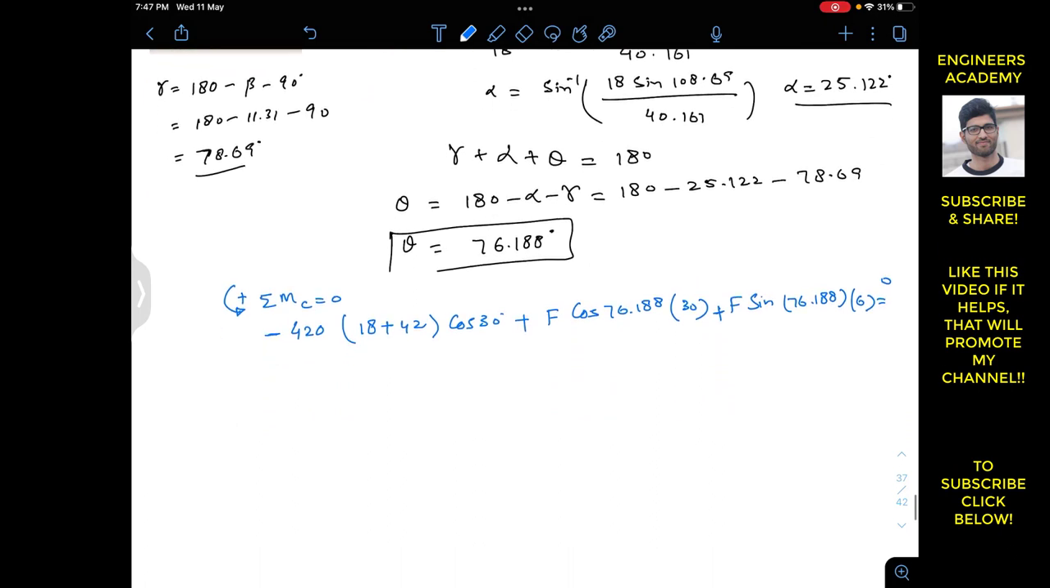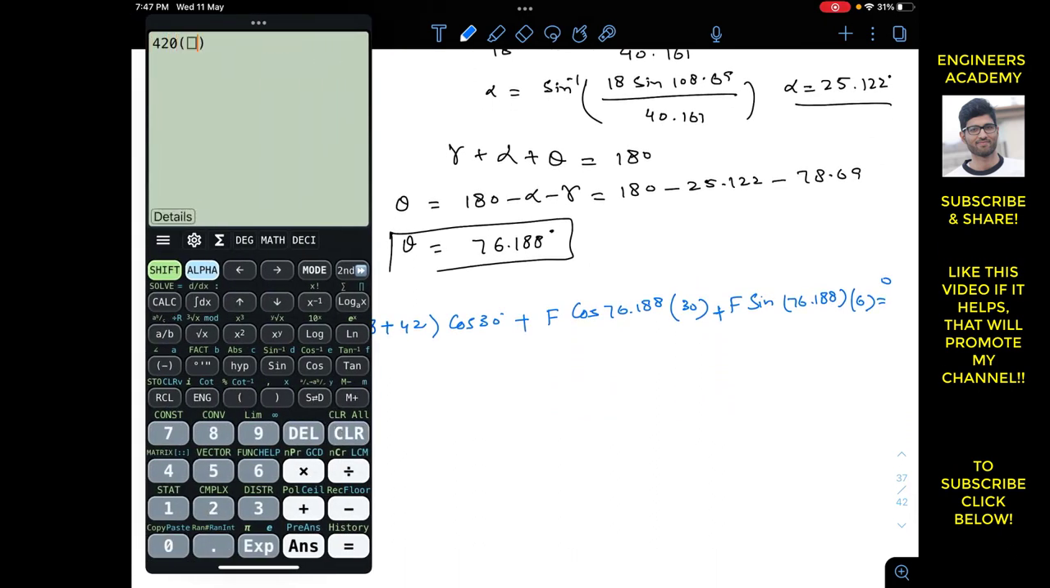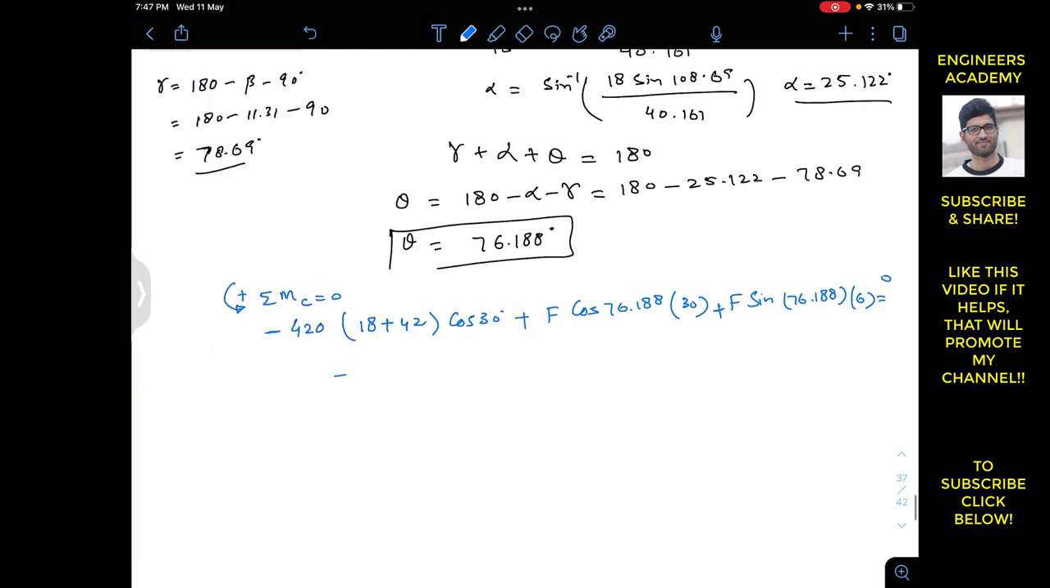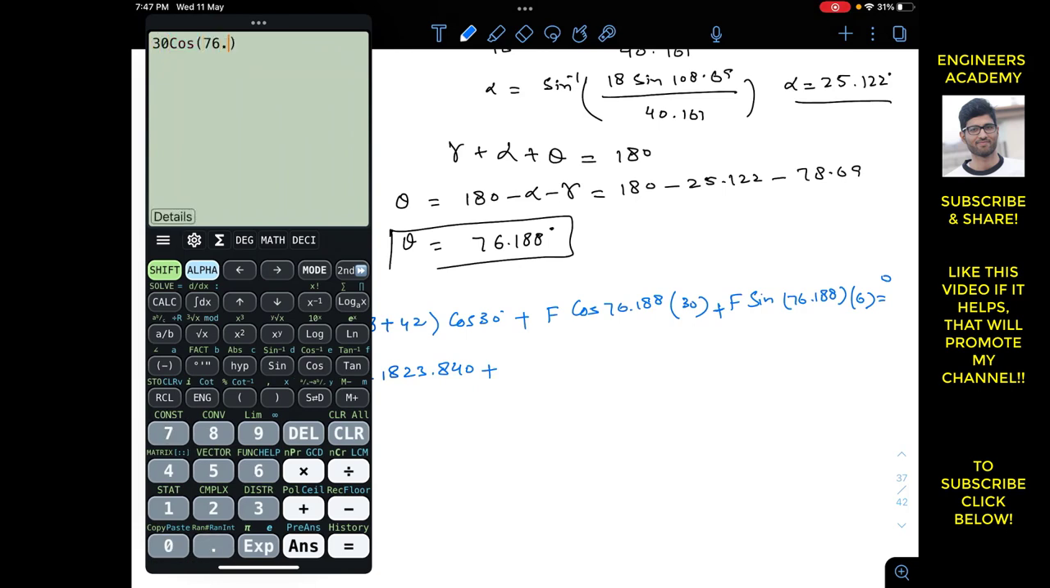So this is 420 into 18 plus 42 cos of 30. This gives us 21823.840 with a minus sign. Plus, this is 30 cos of 76.188, which gives us 7.162 F, and then that is 6 sine of 76.188, 5.827 F, and this is equal to 0.